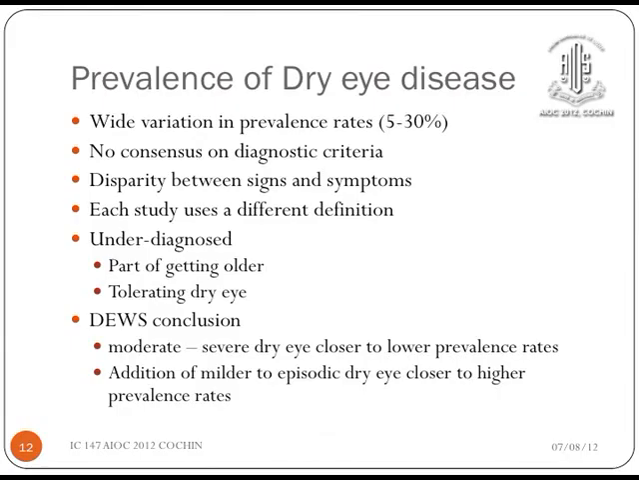The problem with dry eyes is there's a very wide variation in prevalence rates. There's no consensus on diagnostic criteria, and there is always disparity between signs and symptoms. And each study uses a different definition. It's generally underdiagnosed because dry eye disease is considered to be part of growing older. And older people generally tolerate dry eye far longer than young patients.